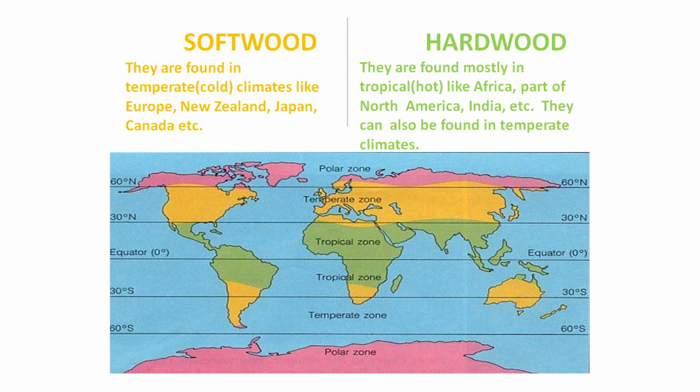On the other hand, hardwood can be found mostly in tropical areas. And when I say tropical, I mean hot areas. Can you give me examples of hot areas? Hot continent? Yes. Number 1 is Africa. Yes, do you know that apart from Africa, a part of North America is also hot, and we can find hardwood trees there. Then also India and many others.